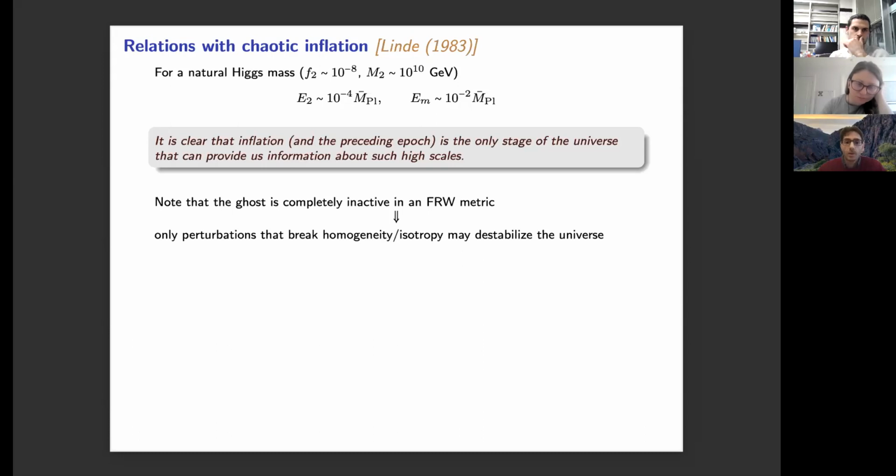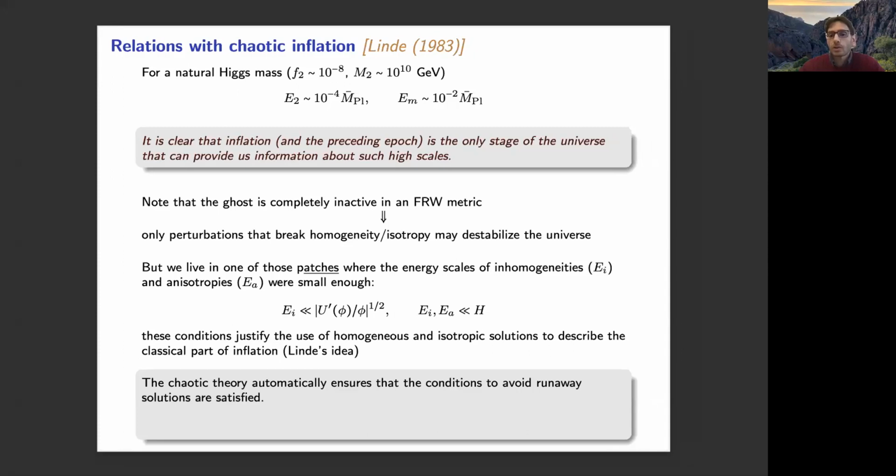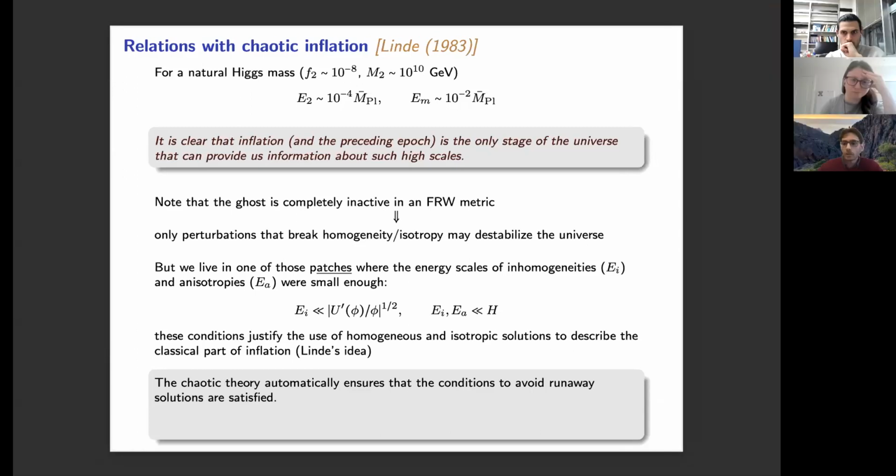Another important thing to notice is that the ghost is completely inactive in the Friedmann-Robertson-Walker metric. So only perturbations that break homogeneity and/or isotropy may destabilize the universe. So these effects are basically deviations from FRW metrics. But we live in one of those patches where the energy scales of inhomogeneities, called EI, and anisotropies were small enough. How small? This is given by these inequalities. And the reason why these inequalities are usually imposed is because these conditions justify the use of homogeneous and isotropic solutions to describe the classical part of inflation.